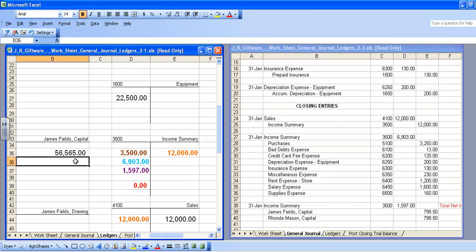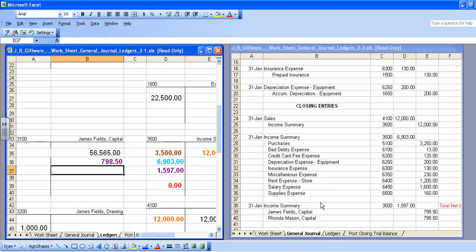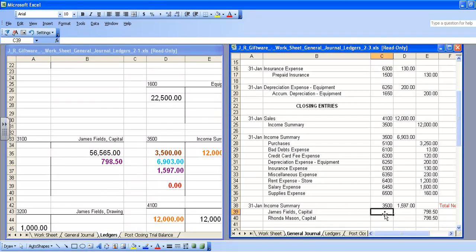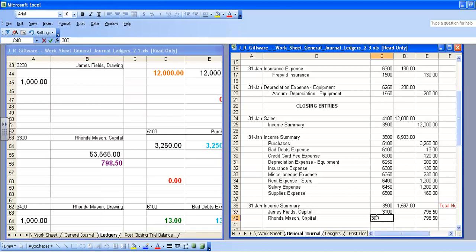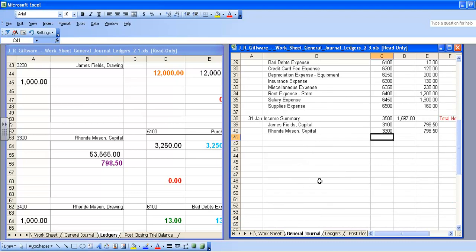Okay, then we're going to look for James Fields Capital, and we're going to give him $798.50. And his account number is 3100. And we're going to look for Rhonda Mason and do the same for her, $798.50. Oops, 3300. Okay, we have 2 more entries to make.